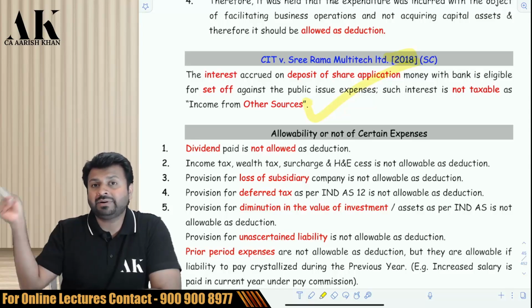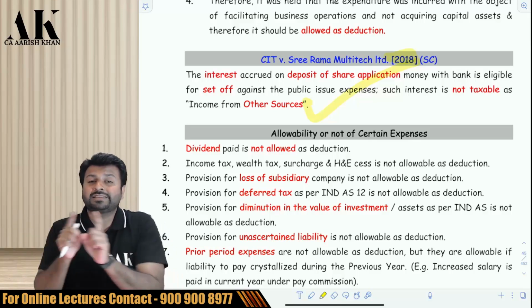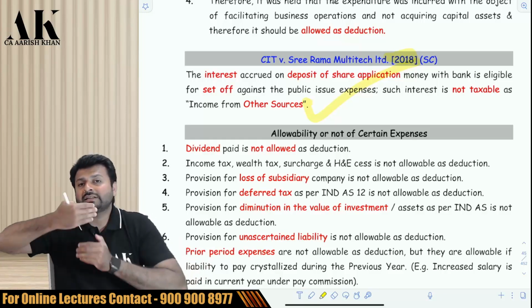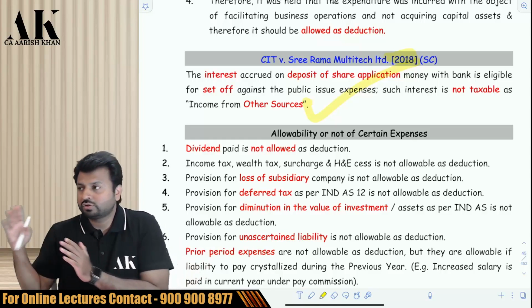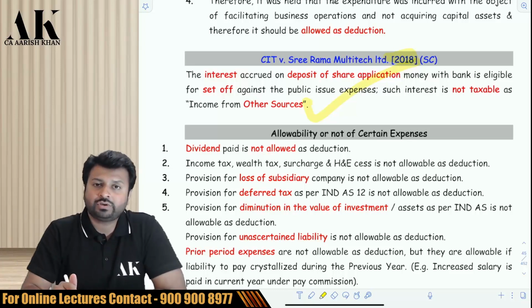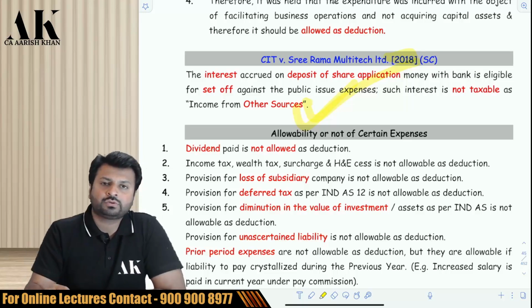The intention of that money is not to earn interest. Therefore, that interest should be set off against the share issue expenses. So whatever is the expense incurred by the company against share issue, the interest which is lying in the bank account will be set off against the share issue expense. This can be a very important adjustment in the sums also. In a total income question also, they can ask you this particular adjustment.